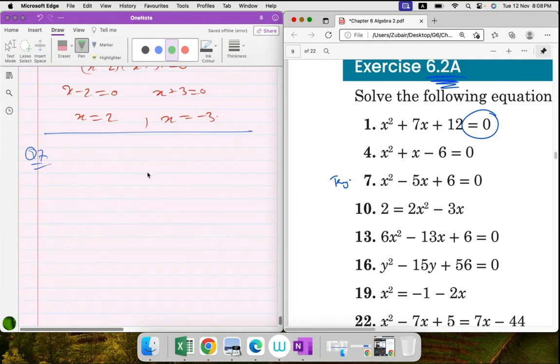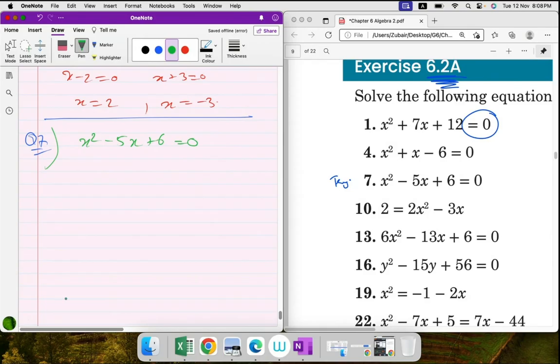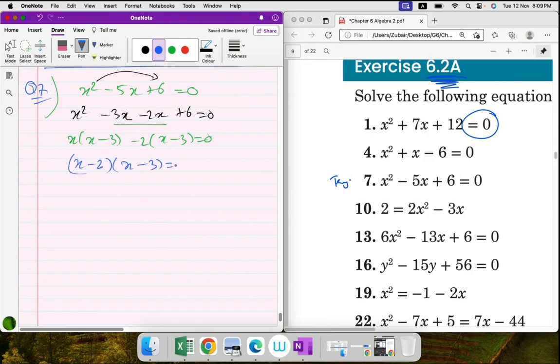We are on question number 7. Let's do one more and then I'll ask you to do. So product of these two should be 6 and sum should be minus 5. x squared minus 3x minus 2x plus 6 equals 0. Plus 6. Sum is minus 5 and product is plus 6. Taking out common, that's x minus 3, minus 2 again, x minus 3 equals 0. So x equals 2 and x equals 3.